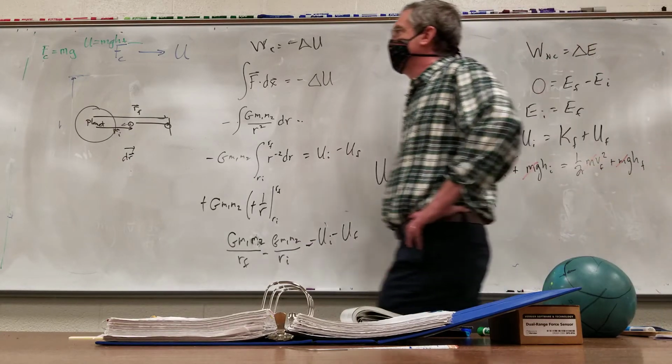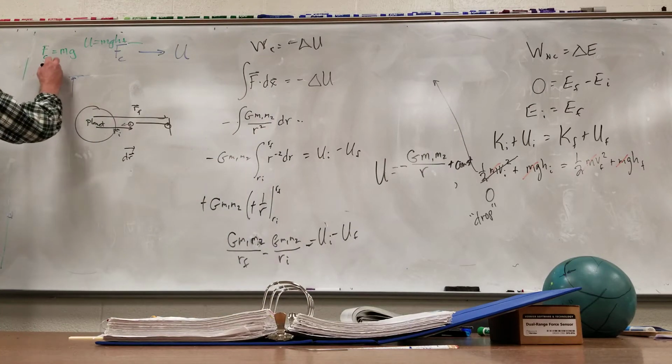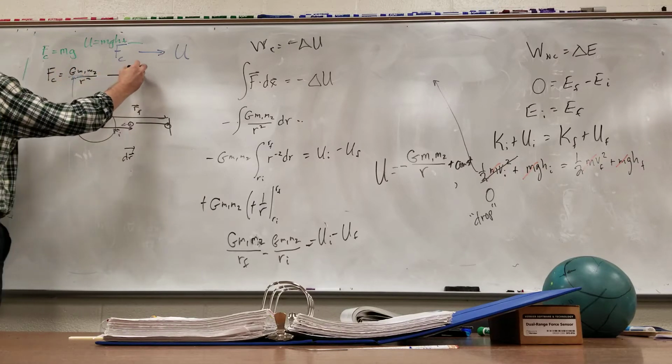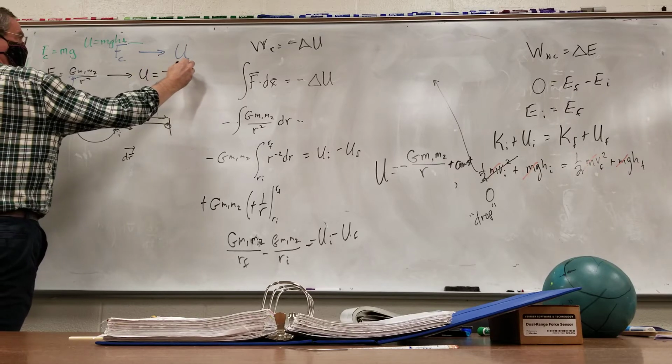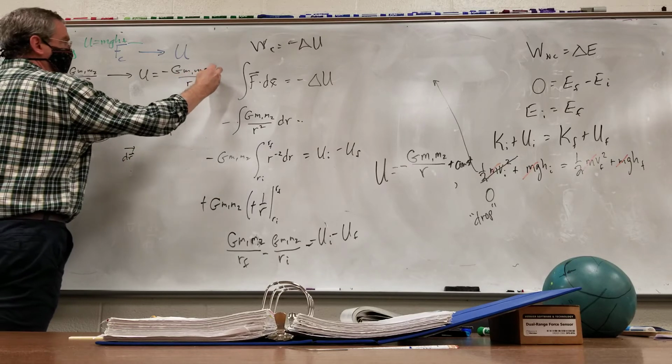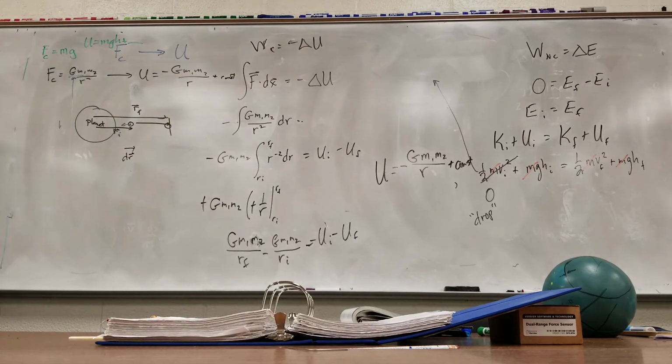Plus a constant. So if the conservative force is the generalized gravitational formula, the potential energy formula is negative G mass 1 mass 2 over R plus a constant. Now, typically, you set the potential energy equal to 0 when R is equal to infinity. That is typical, but you don't have to.